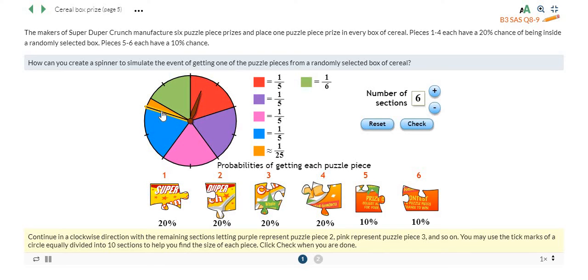That's 3, 4. What about these last 2 sections? They need to be 1/10. How are they going to compare to these other 4? They're going to be smaller. How much smaller? Half. So it's going to be 1/10, is what we found. So we need to sketch a spinner that looks like this on your spinner for number 8. It doesn't have to be perfect, something similar.